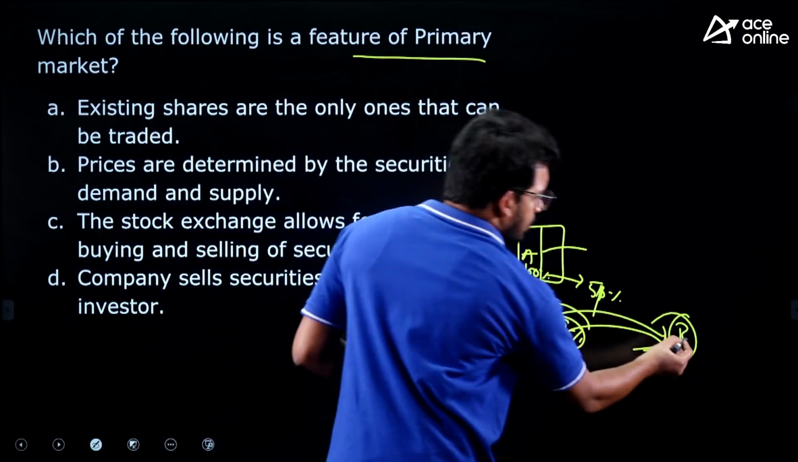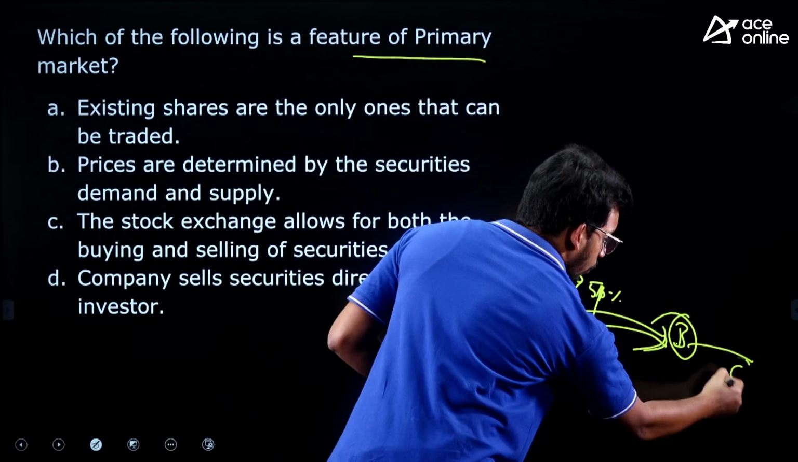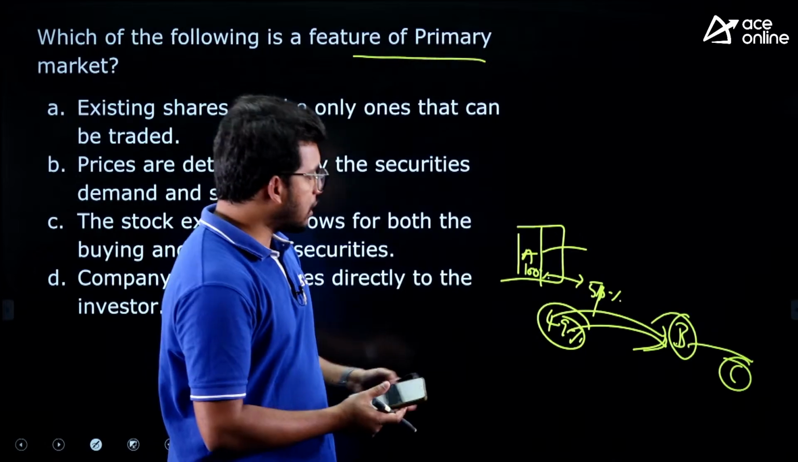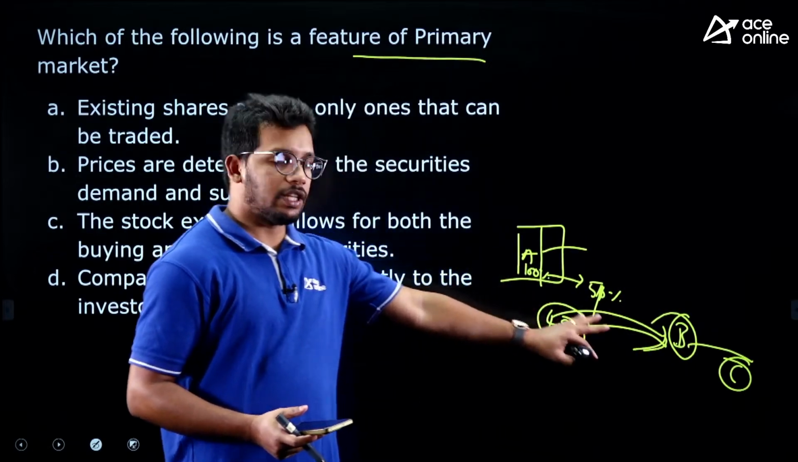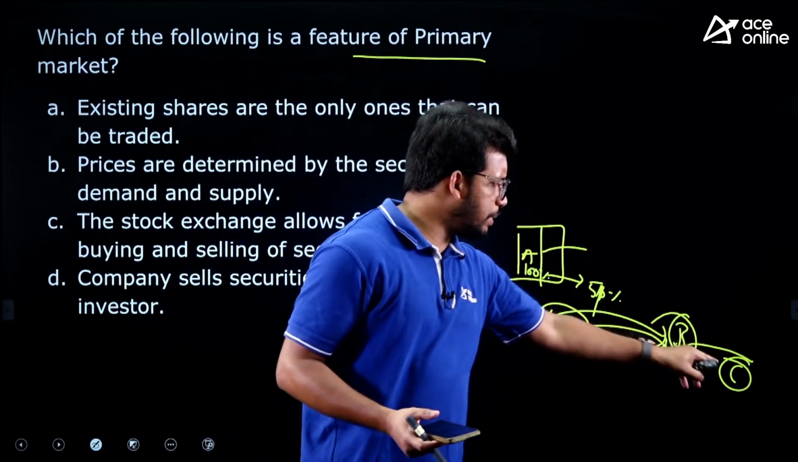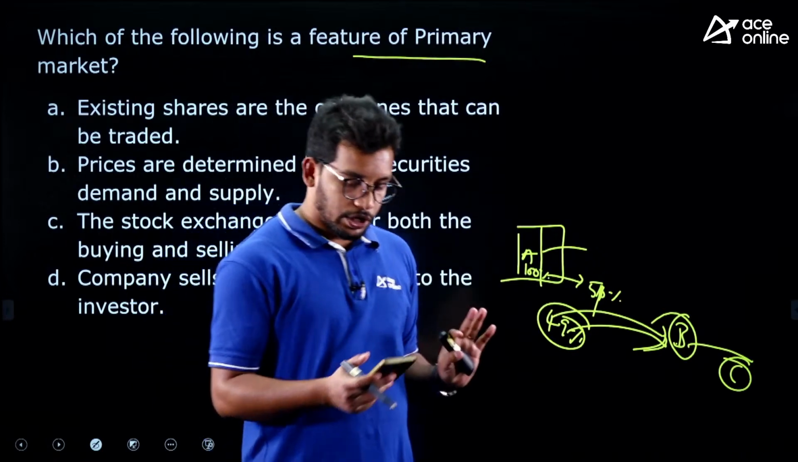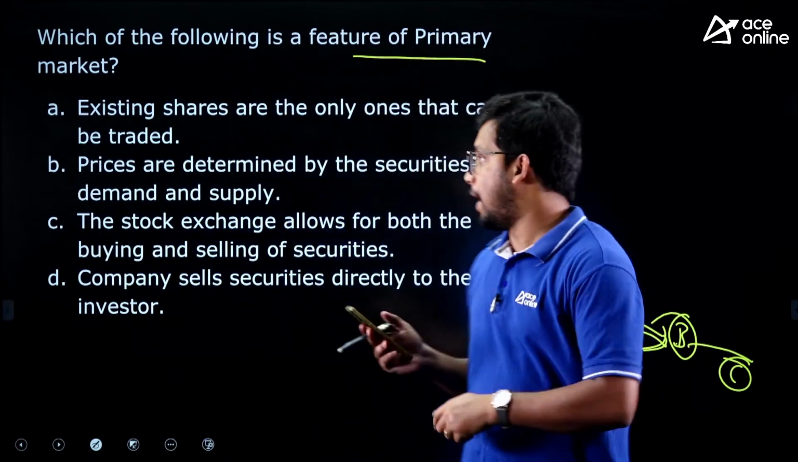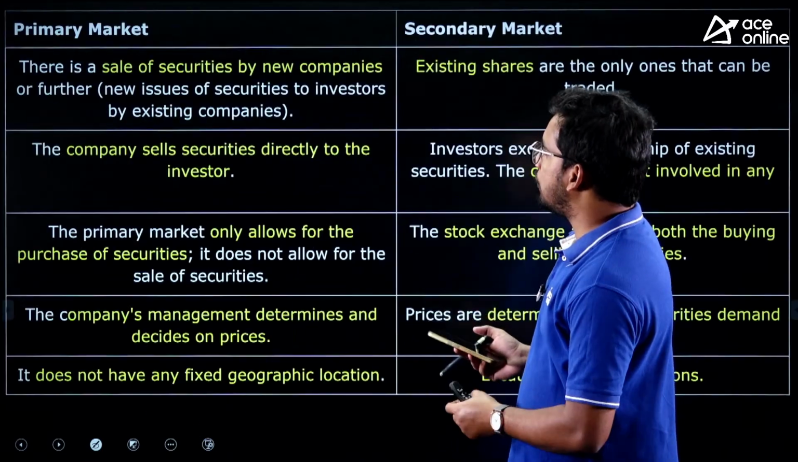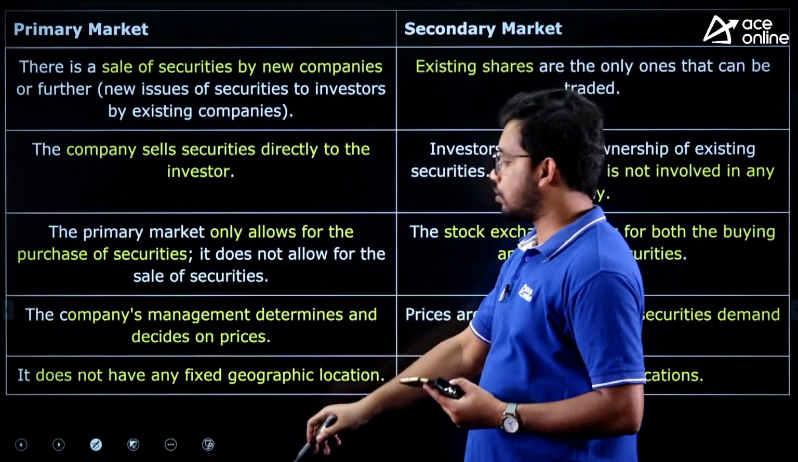So what will person B do? Person B will sell it to person C. Now it becomes the secondary market. For the first time when the company releases shares, that is the primary market. After that, everything is under the secondary market. So person B to person C, person C to person D, it can change hands, right? So that is the primary market. Now let's understand the difference between the primary market and secondary market. Then we will come back to the question.